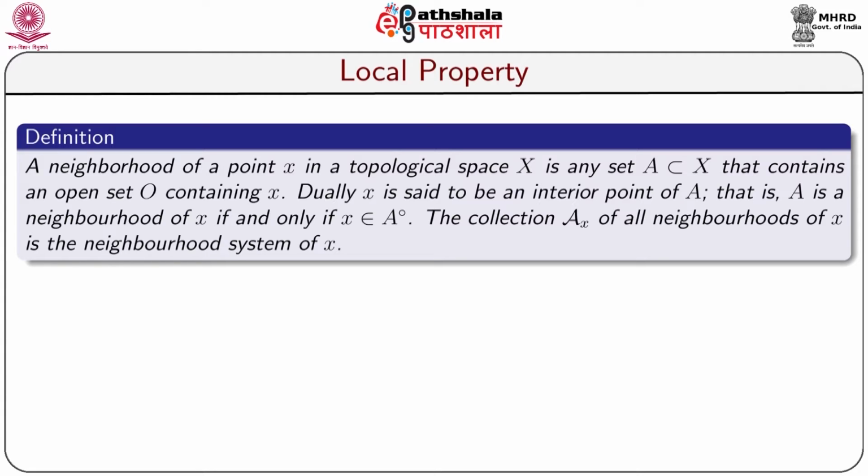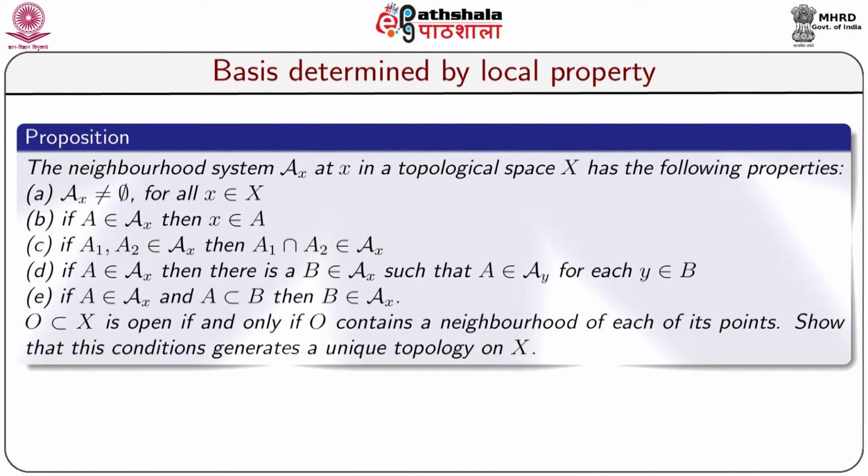Definition: by a neighborhood of a point x in a topological space X, we will mean a set A containing x such that there exists some open set O containing x which is contained in A. That means, in that case, if A is a neighborhood of x, then x is an interior point of A. We can prove the following theorem for the local property.